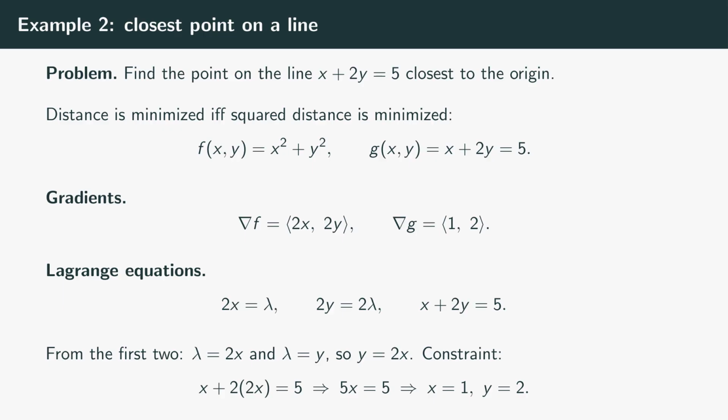Second worked example, a clean one. Find the point on the line x plus 2y equals 5 closest to the origin. Closest means minimum Euclidean distance, but minimizing distance is the same as minimizing squared distance, and the squared version f of x, y equals x squared plus y squared has nicer derivatives. So the objective is f equals x squared plus y squared. The constraint is g equals x plus 2y equals 5.